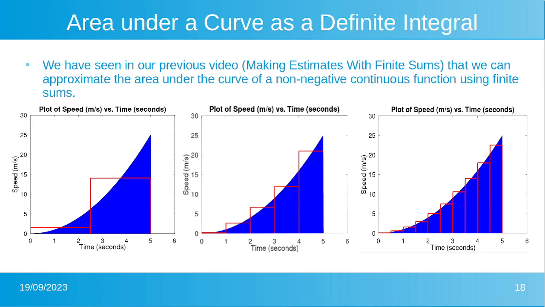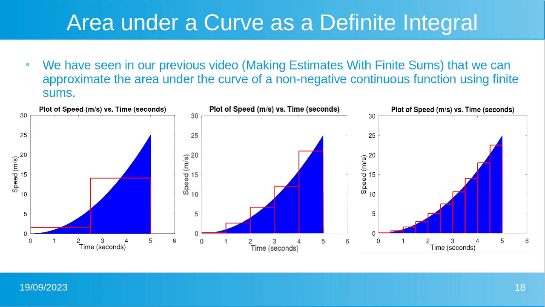If we have a look at these plots here at the bottom of the screen, what we've got are plots of speed versus time. So here in this plot, speed is equal to time squared. We're plotting that function on our closed interval from time equals 0 to time equals 5 seconds. And what we've done is highlighted the area underneath the curve in blue.